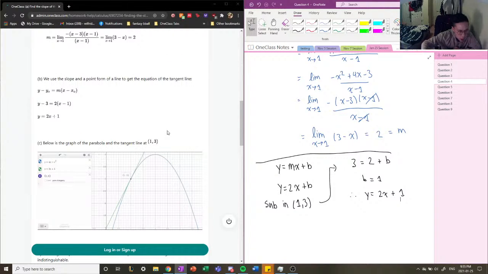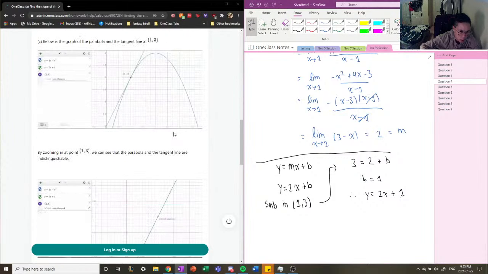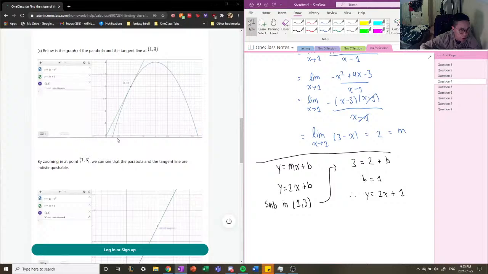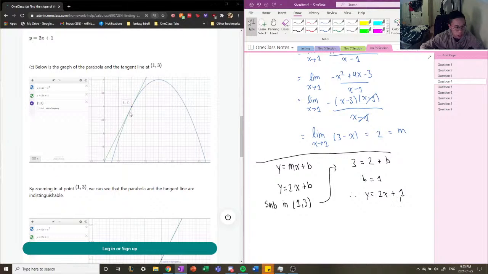It has zeros at, if we factor out x, we have x and 4 minus x. It has zeros at 4 and 0, I believe. And the tangent line is going to be tangent to the point on the graph 1, 3. The reason we call it a tangent line is that it only touches one point on the graph, which is 1, 3.